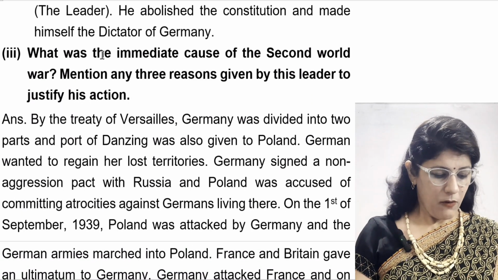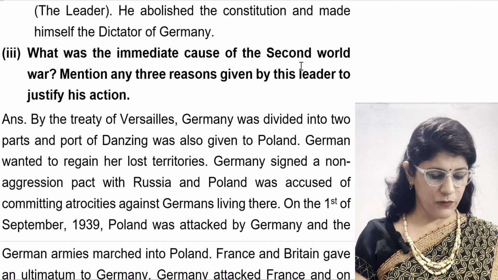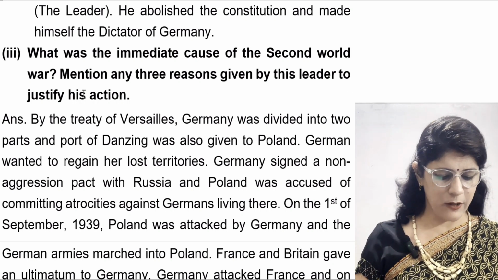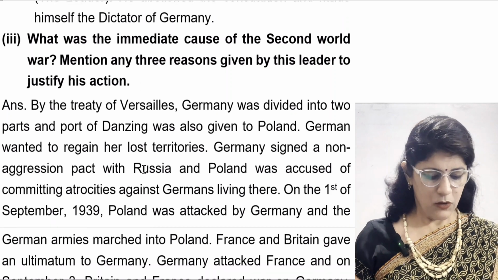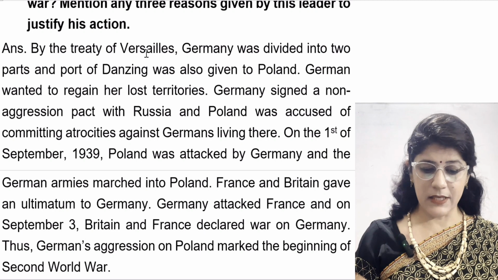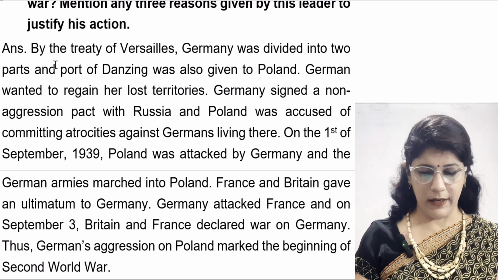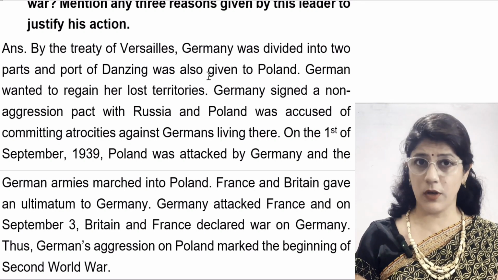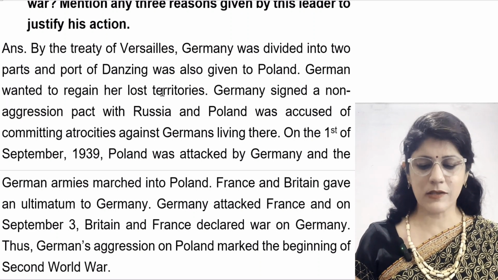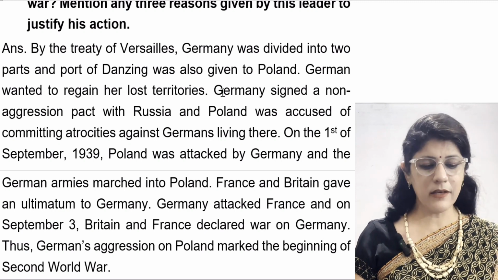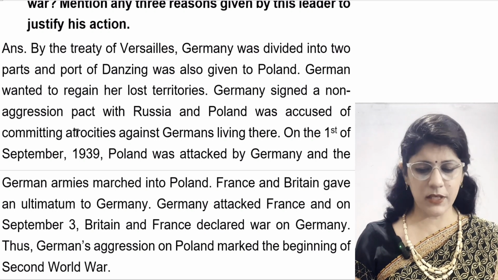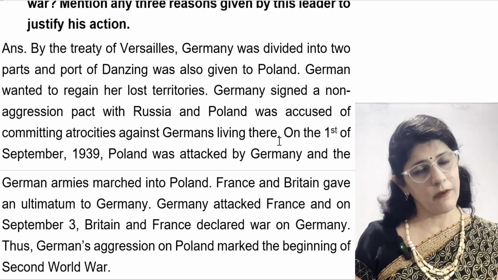Next part. What was the immediate cause of the Second World War? Mention any three reasons given by this leader to justify his action. The first immediate cause: by the Treaty of Versailles, Germany was divided into two parts, and the Port of Danzig was also given to Poland. Germany wanted to regain her lost territories. Germany signed a non-aggression pact with Russia, and Poland was accused of committing atrocities against Germans living there.